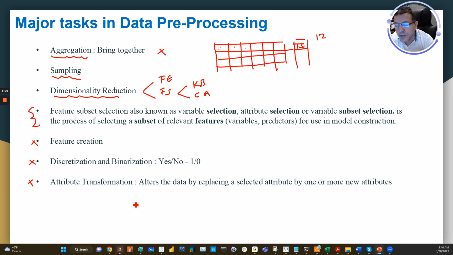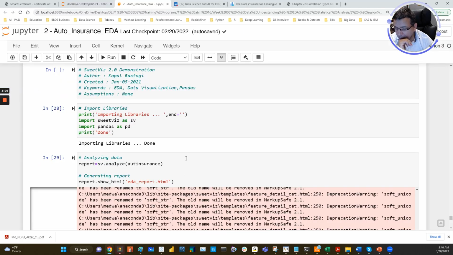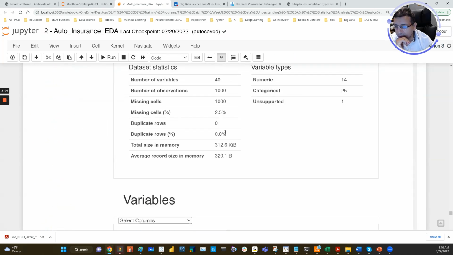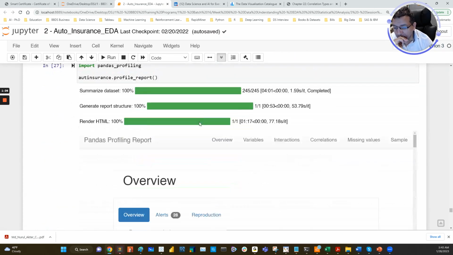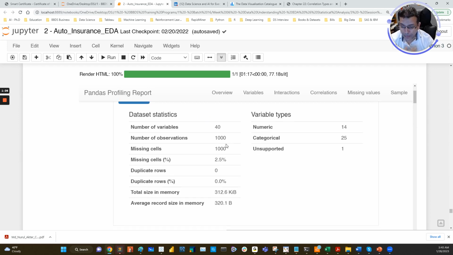Okay, so let's go back now to our codes. So we got the report. What do we have? Yeah, this is a very good quality report. We got 40 variables, we got 1,000 records. Missing values are 0%. Missing cells, we got no missing cells. Duplicates, we got 0.